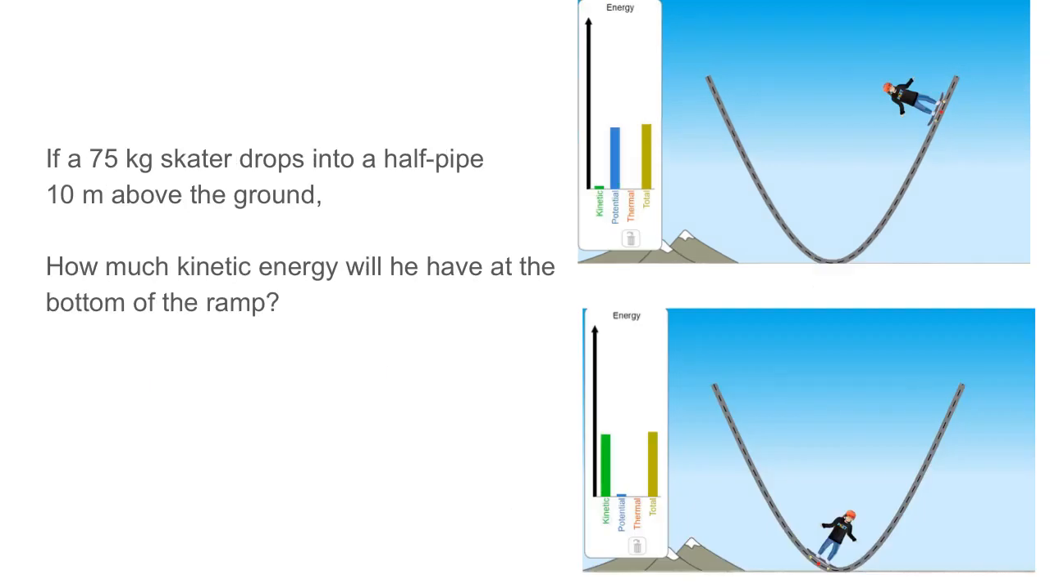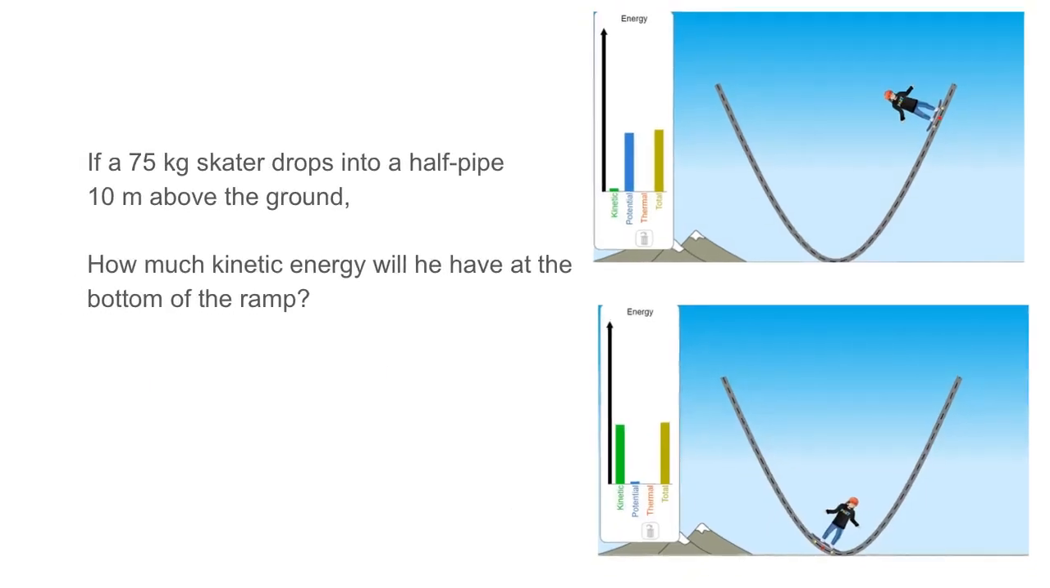So we can look at another problem here. If a 75 kilogram skater drops into a half pipe, which is 10 meters off the ground, how much kinetic energy will he have at the bottom of his ramp? So what we're going to start off doing here is we're going to find the mechanical energy. So we're going to say problem 1 here. Mechanical energy equals KE plus potential energy.